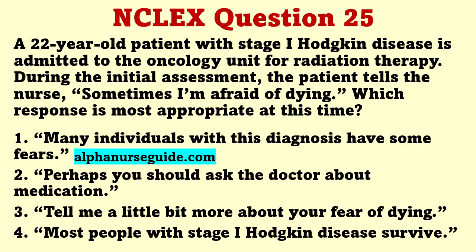A 22-year-old patient with stage 1 Hodgkin disease is admitted to the oncology unit for radiation therapy. During the initial assessment, the patient tells the nurse, "Sometimes I'm afraid of dying." Which response is most appropriate at this time? 1. Many individuals with this diagnosis have some fears. 2. Perhaps you should ask the doctor about medication. 3. Tell me a little bit more about your fear of dying. 4. Most people with stage 1 Hodgkin disease survive. The correct answer is 3.